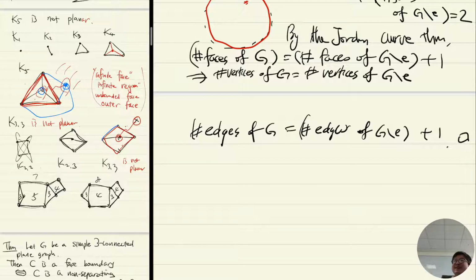Is this the best proof? Okay. There might be other proofs, right?